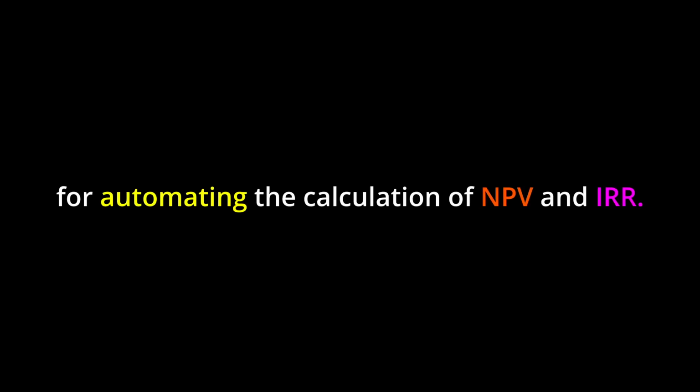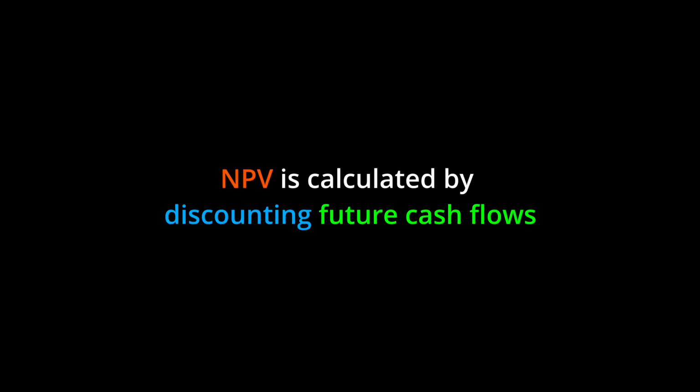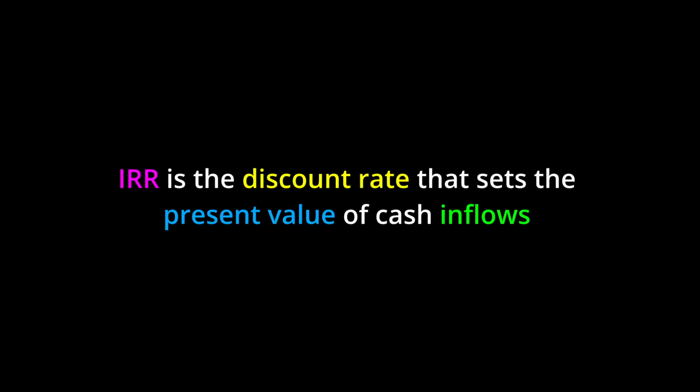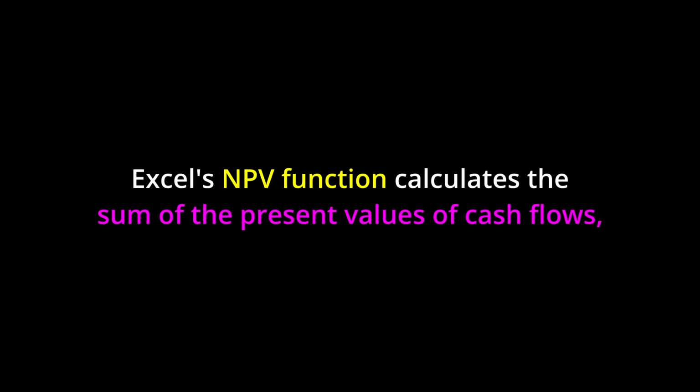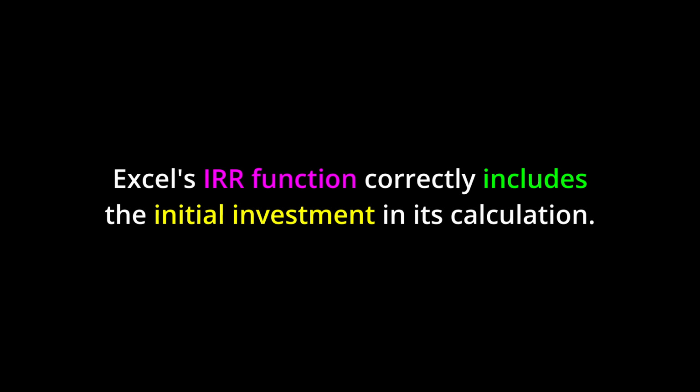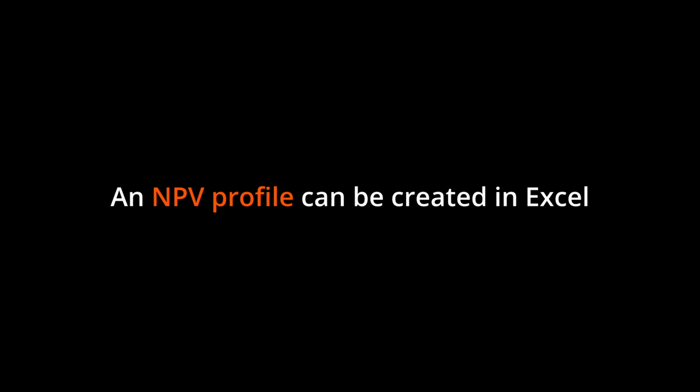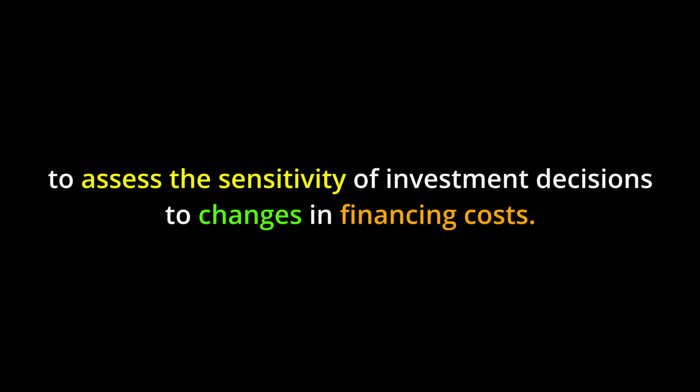Key points. Excel provides a convenient and versatile tool for automating the calculation of NPV and IRR. NPV is calculated by discounting future cash flows to their present value and summing them. IRR is the discount rate that sets the present value of cash inflows equal to the present value of cash outflows. Excel's NPV function calculates the sum of the present values of cash flows, excluding the initial investment. Excel's IRR function correctly includes the initial investment in its calculation. An NPV profile can be created in Excel to assess the sensitivity of investment decisions to changes in financing costs.